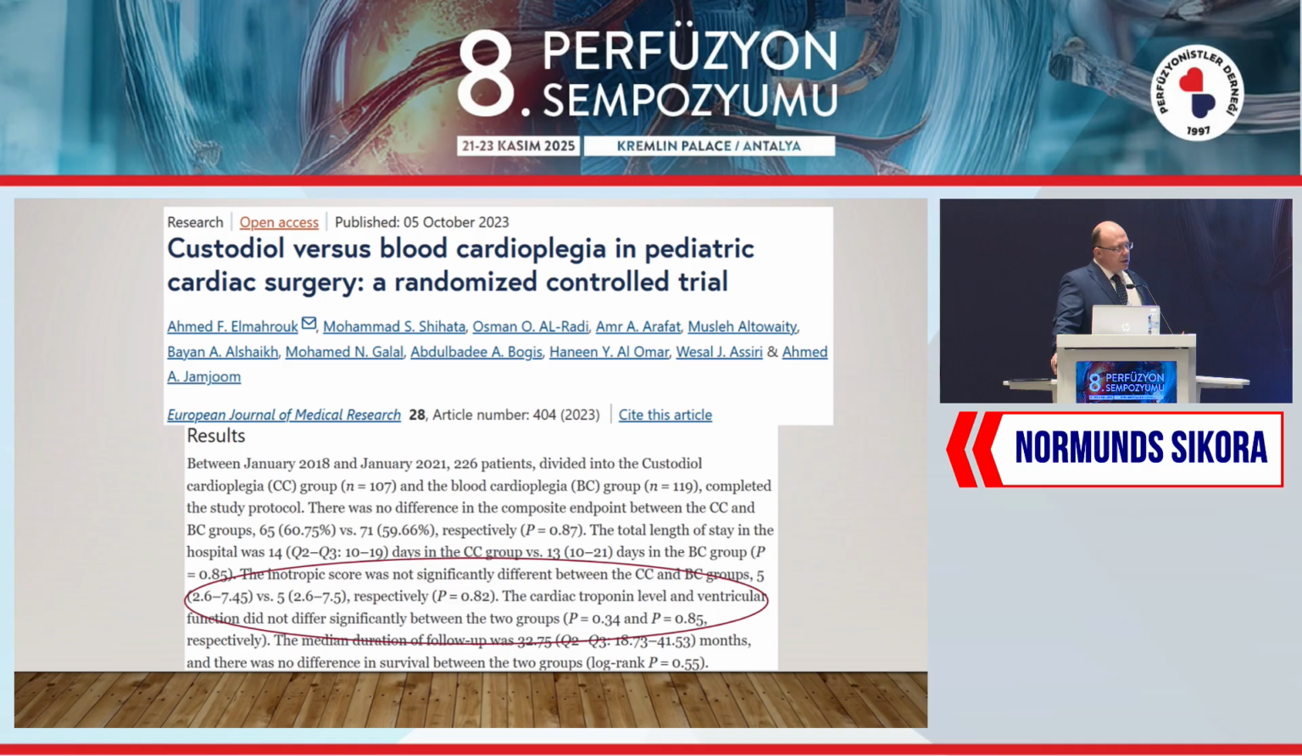Here in this research, they were comparing custodial versus old blood cardioplegia. And also, they observed that inotropic score were not significantly different between all groups, and also cardiac troponin levels and ventricular fibrillation did not differ between groups. But again, we have to keep in mind that custodial we can give just once and use for very complex surgeries. We don't have to administer again.